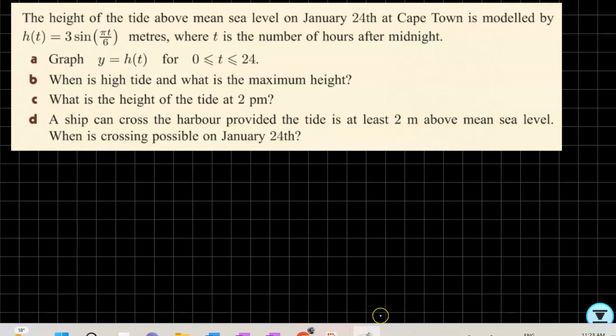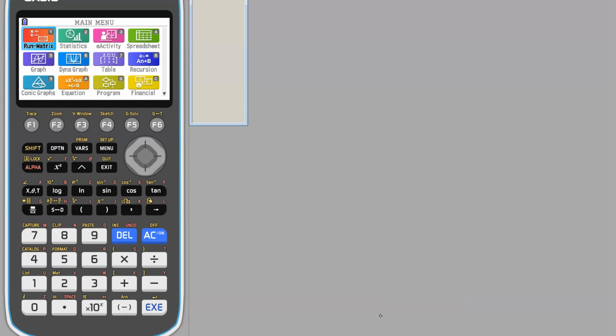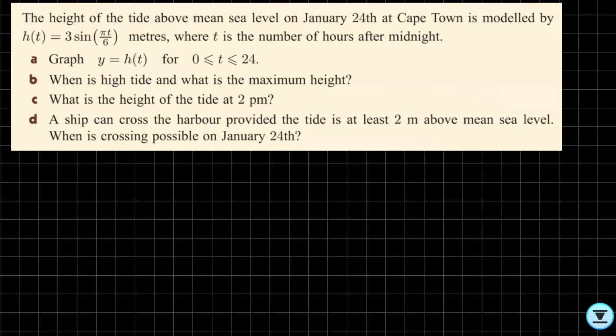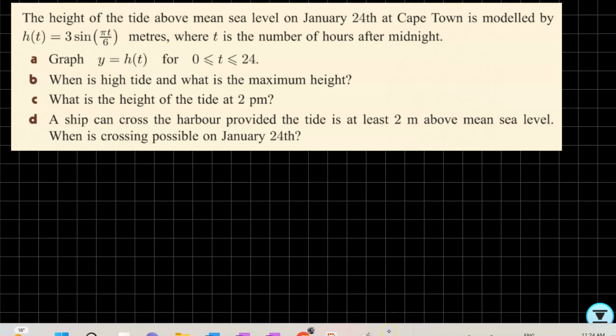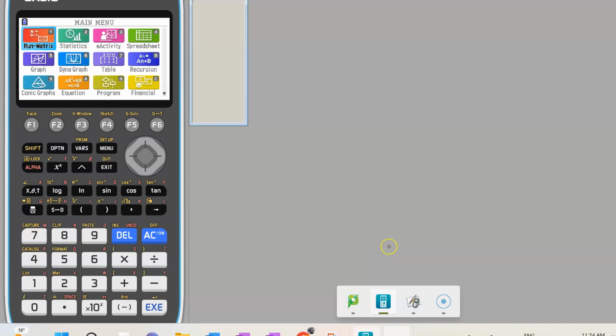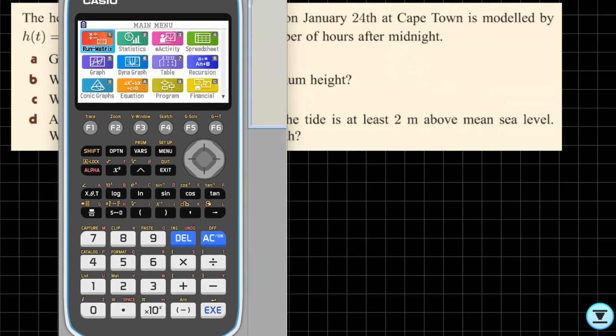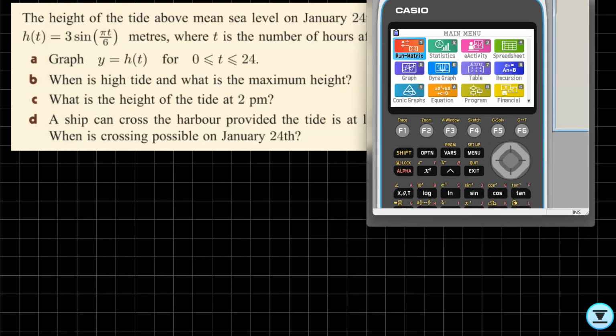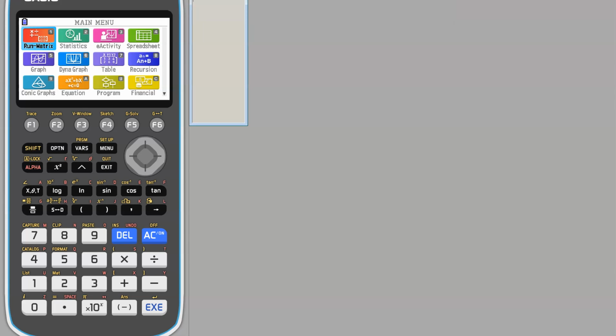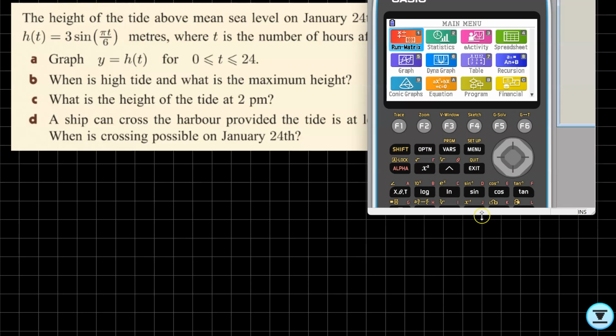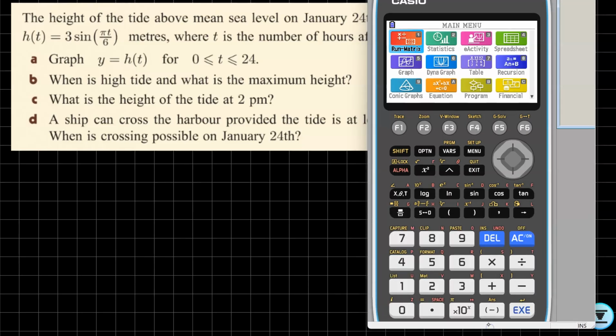This is a question from, it's the example from our textbook, and we just want to see how we can do this pretty quickly using our graphics calculator. And because we now know some of the basics about amplitude and period and all that sort of stuff, it's pretty good.